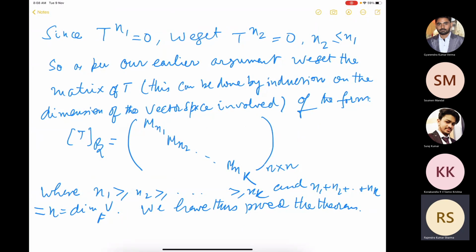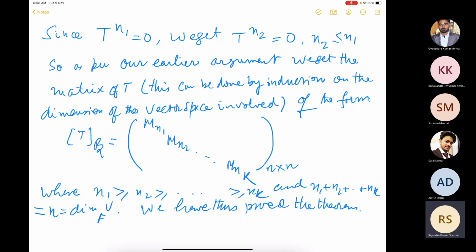Okay, friends, good morning. So let me recall what we did with nilpotent linear transformations. We proved that if T is a nilpotent linear transformation on a finite dimensional vector space V of dimension n, that means some T power is 0, and if you take n1 as the nilpotency index, that means T power n1 is 0, but no lesser power is 0.